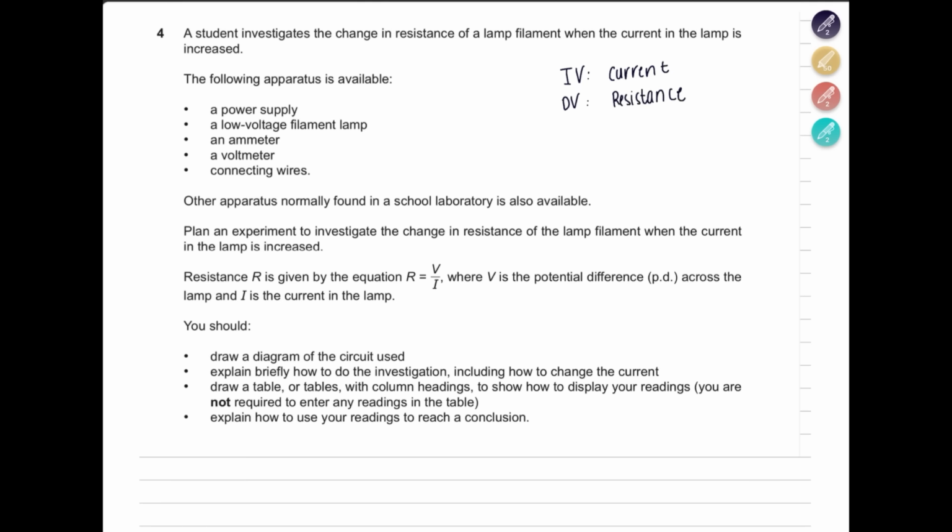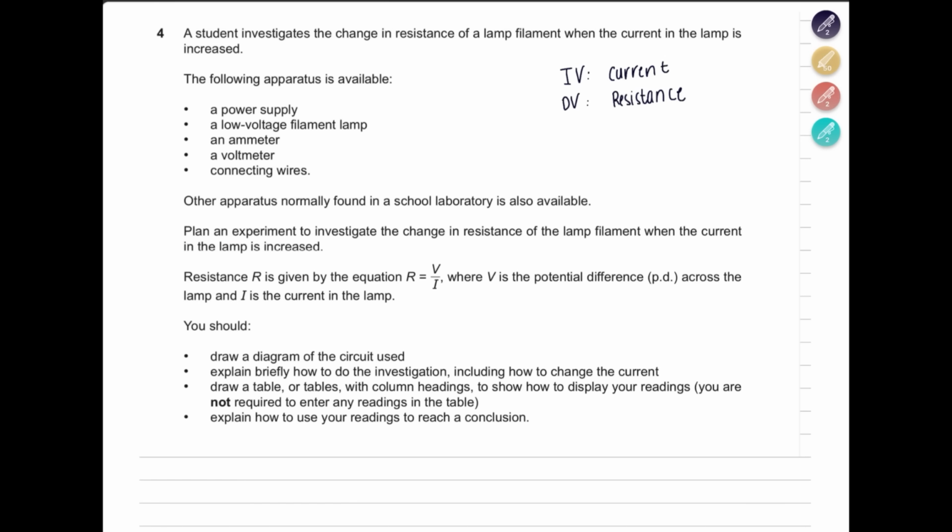Now, the following apparatus is available: a power supply, low voltage filament lamp, ammeter, voltmeter, and connecting wires. Other apparatus are normally found. Plan an experiment to investigate the change in resistance of the lamp filament when the current in the lamp is increased. We're increasing the current.